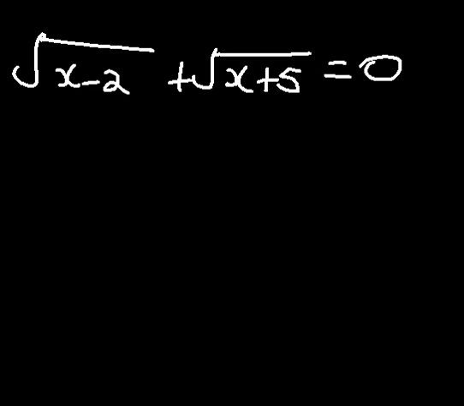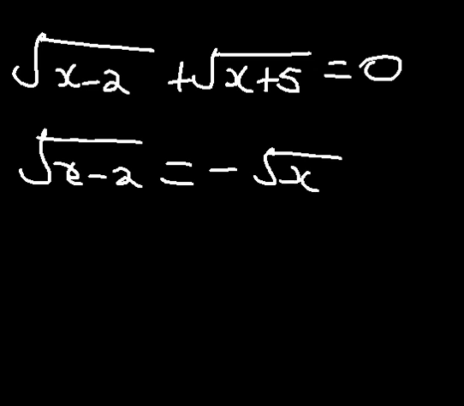So now the principle behind it says that we have to make a single radical the subject of the formula. Hence, we'll have to transfer the other one to the other side. So we have the square root of x minus 2 is equal to negative square root of x plus 5, and of course plus 0 is the same. Then we're going to square both sides.